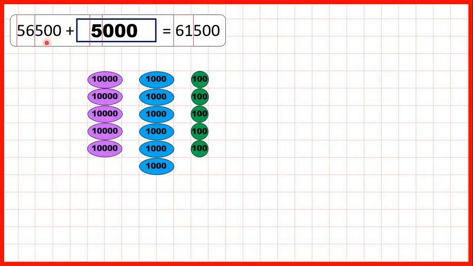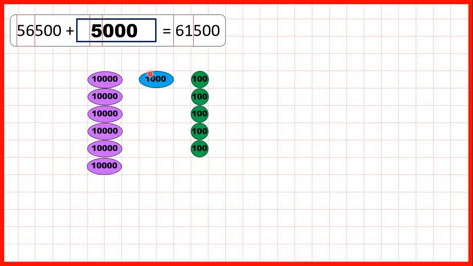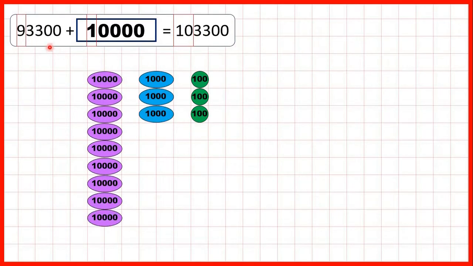So we can use place value counters to represent the addition. Our first question, we started with 56,500, which we've shown here using place value counters. Now we needed to make 61,500, and we could do that by adding 5 thousands, because remember, when we have 10 thousands, we can exchange those for another 10,000. So we can add 1, 2, 3, 4 thousands, then exchange, and then add our 5th thousand. So we've added 5,000 counters, and that's given us 61,500.